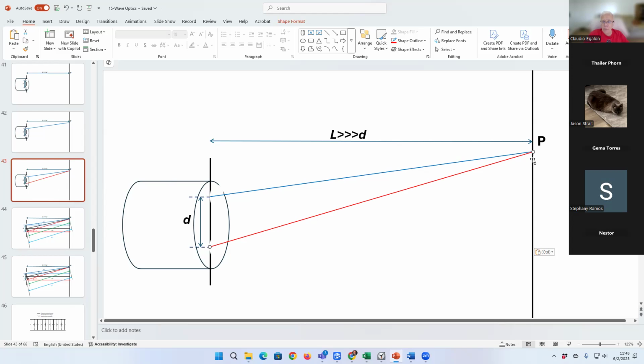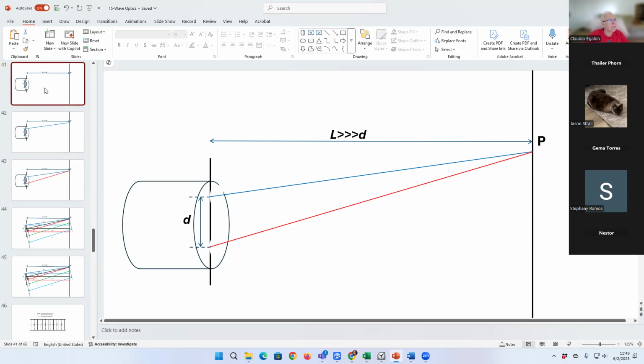And at each point on this screen, we are going to form an interference pattern. So you can imagine a sine wave propagating from the bottom slit to the point P, and another sine wave propagating from the upper slit to point P as well. And at this point P, there will be interference between those two separate waves.